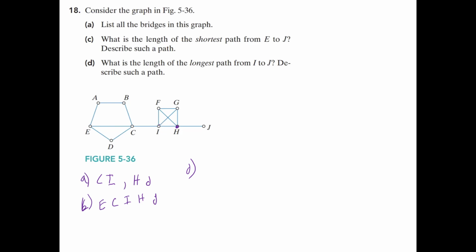So again, longest: 2, 3, and then 4. And so it looks like, what is the length? The length is 4. We go from I to F, from F to G, from G to H, and then from H to J.